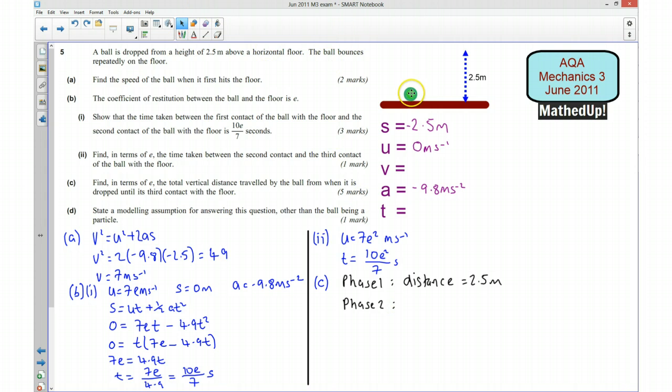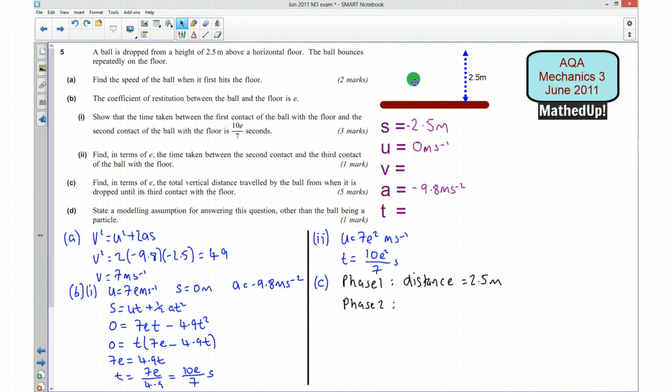For me, phase 2 is going to be when it touches the ground for the first time, and then bounces up and then drops again. Well, let's think about how we can work that out. So it's dropped 2.5 meters, it's now bounced, and it's going to reach a maximum height. And if I know what that maximum height is, I can then double it to work out the total distance it's travelled in that phase.